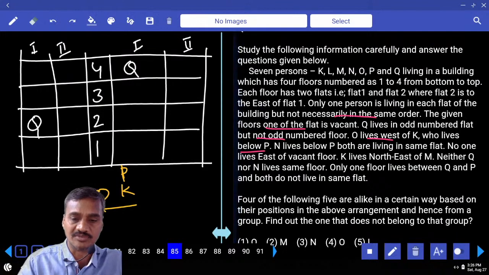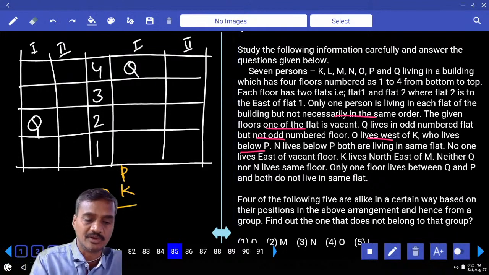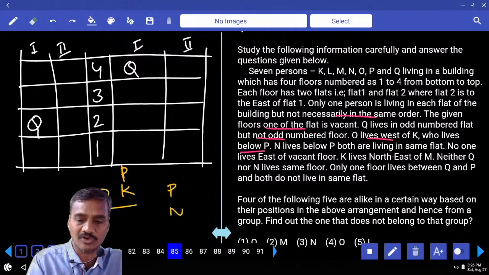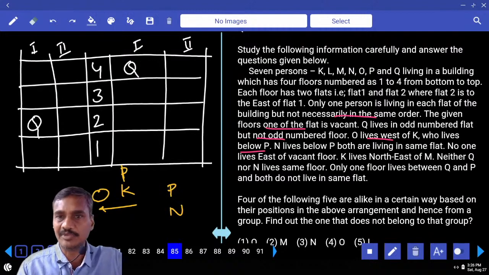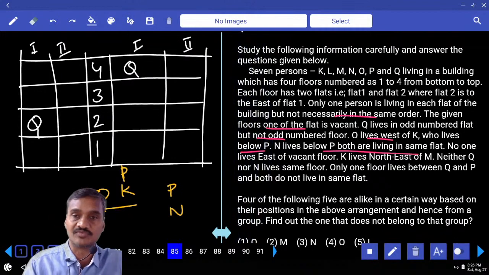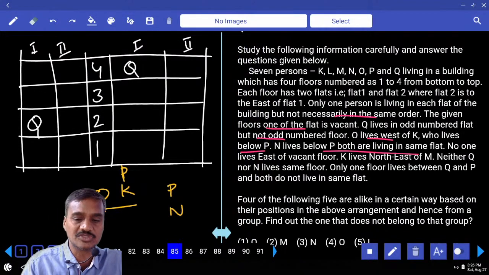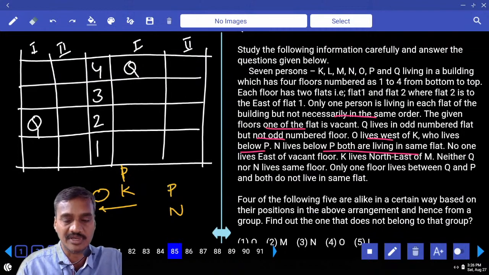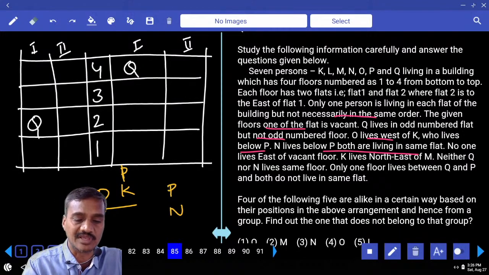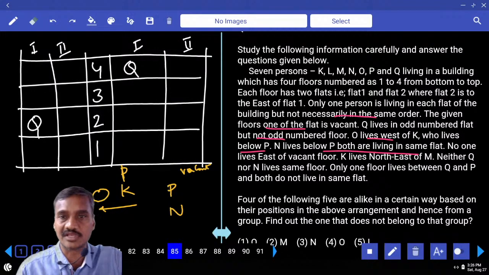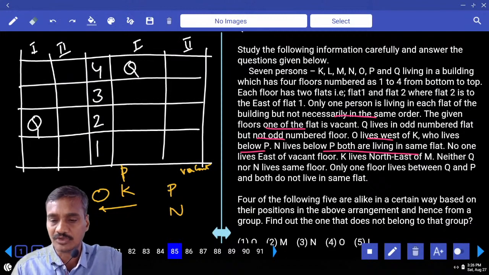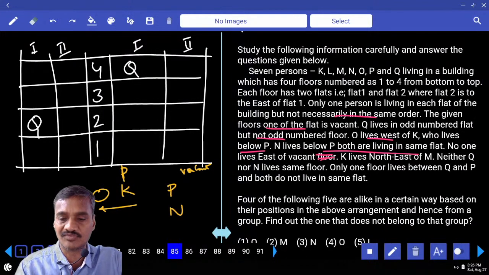Then who lives here? N lives below P. Now whatever this N is living below P. Again, whether N and P are living in the same flat or not is not known, but are living in the same flat, fine. N and P are living in the same flat. No one is to the east of vacant floor. That means the flat which is vacant is in the second flat, because none of the persons is living to the east of vacant flat.